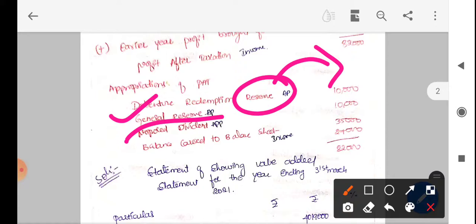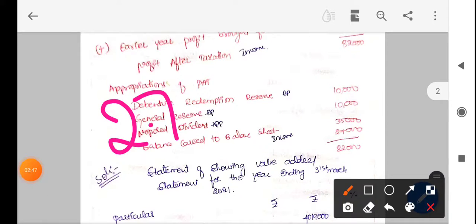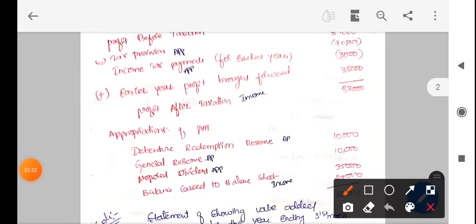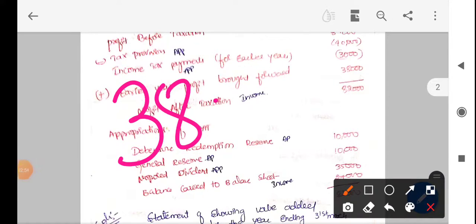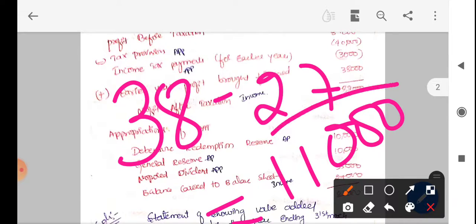Next we have proposed dividend. So proposed dividend will come in application to pay for the shareholders, that is to pay for the providers of the capital. Next we have balance carried to balance sheet. Balance carried to balance sheet we have 27,000, and earlier year profit we have is 38,000. So 38,000 minus 27,000, that is 11,000. We have to treat this in other income, and we have to show this in the value added statement.